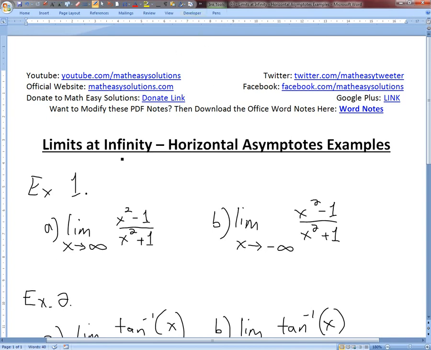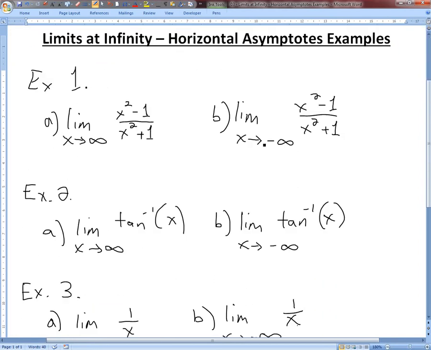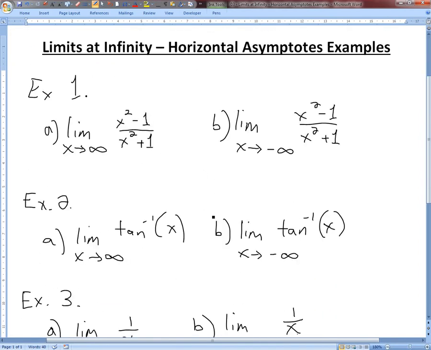Today to discuss, I'm going to go over some examples on limits at infinity, horizontal asymptotes. In my earlier video, I went over horizontal asymptotes and the definition, and also some types of horizontal asymptotes. So now I'm just going to go over some useful examples. So these three examples right here.